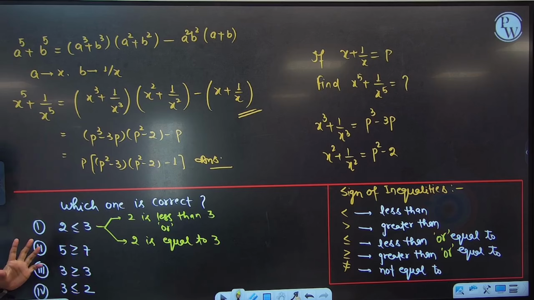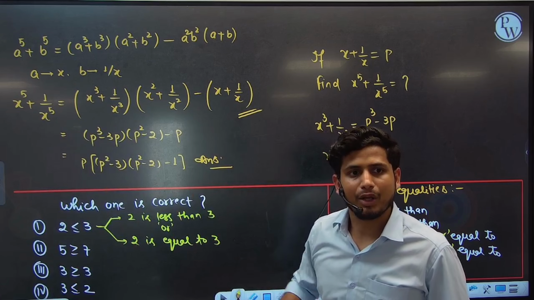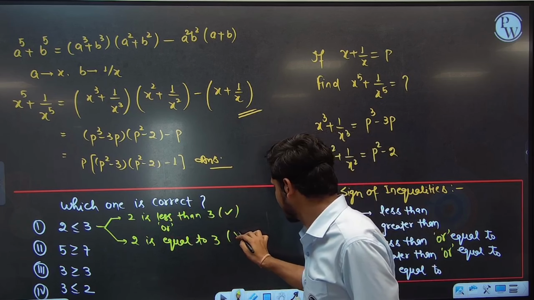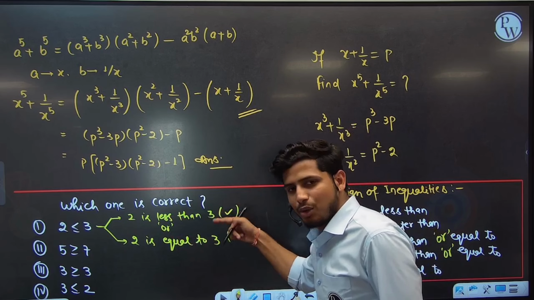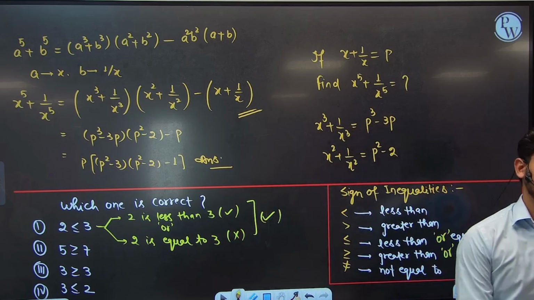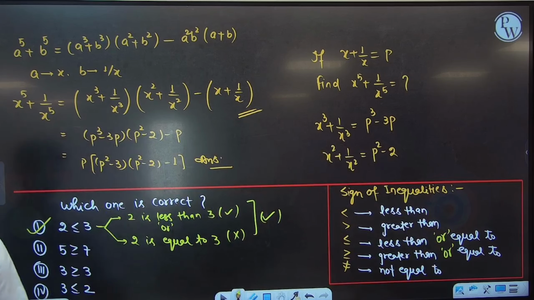Here and here also. Now 2 is less than 3. Yes. And 2 is equal to 3. No. So either this or this, any one. So this is a correct statement. Okay, either this or this because it is a choice. So this is correct. Now here 5 is greater than 7, 5 is equal to 7. Both are incorrect. That's why it is incorrect.